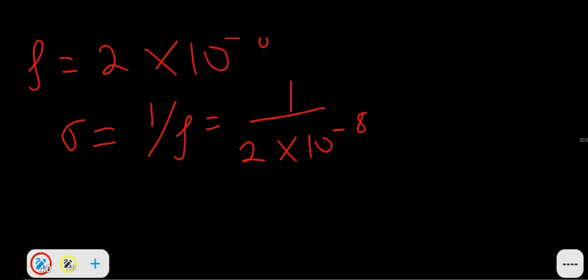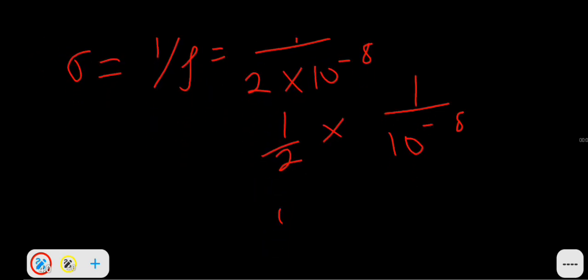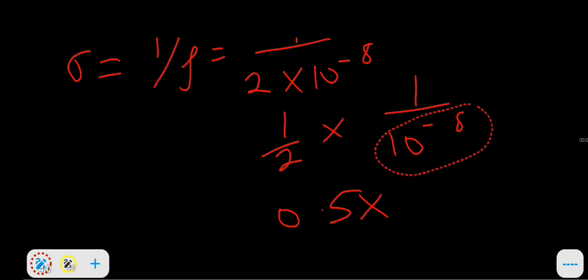It's very simple. You just write it like this: 1 over 2 times 1 over 10 to the power minus 8. Separate it. 1 over 2 is 0.5. So you write 0.5 times, then this 10 to the power minus 8 here, take it up. If you take it up, the sign will change, but the number will be the same. Just like if you have 1 over 2, if this 2 goes up, it will be 2 to the power minus 1. The same way, the sign will change. So if this 10 to the power minus 8 goes up, it will become 10 to the power 8.